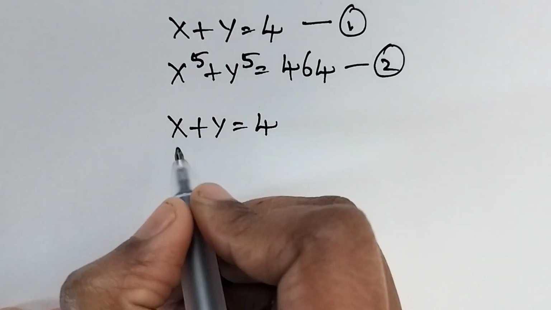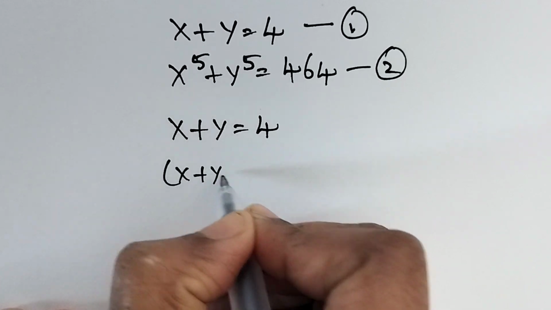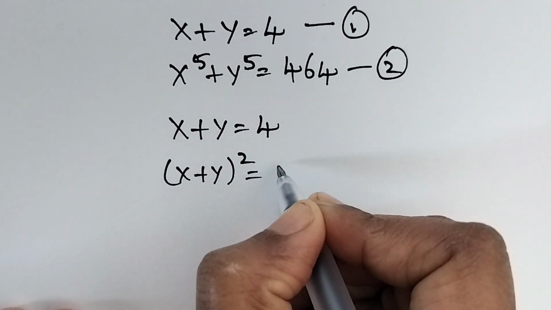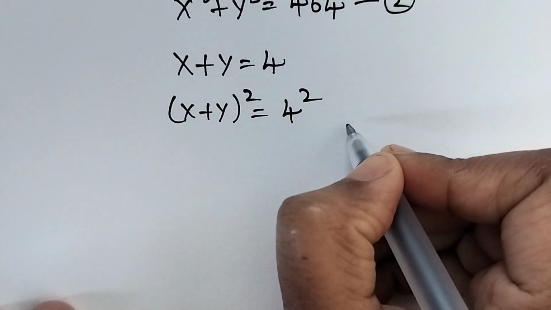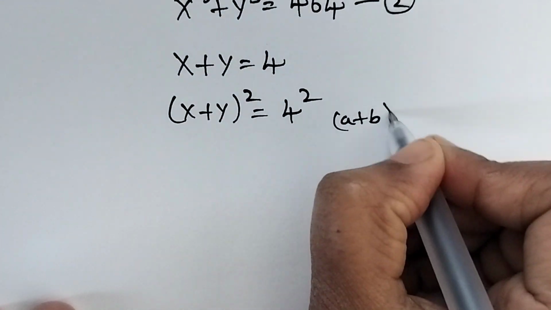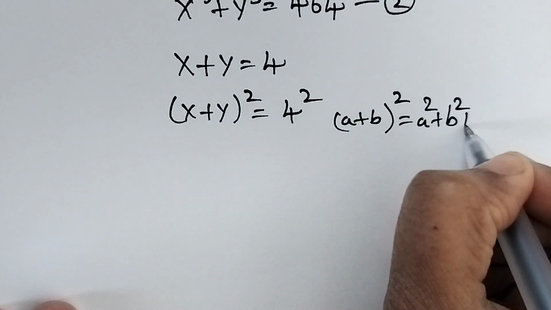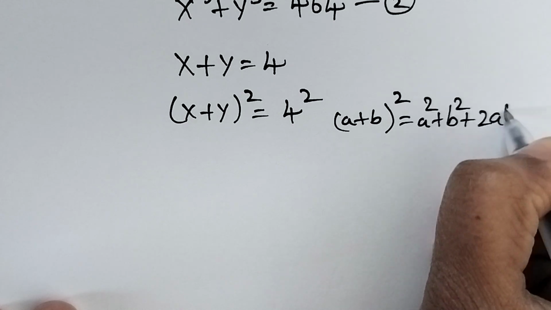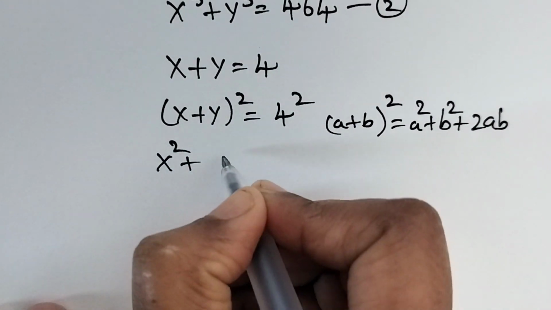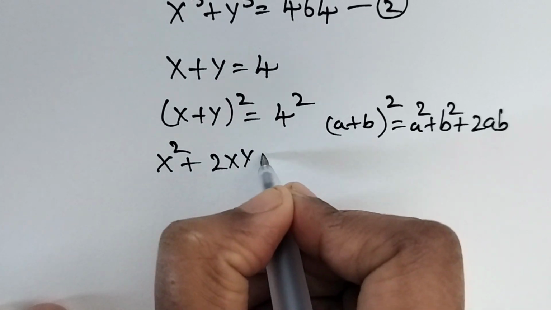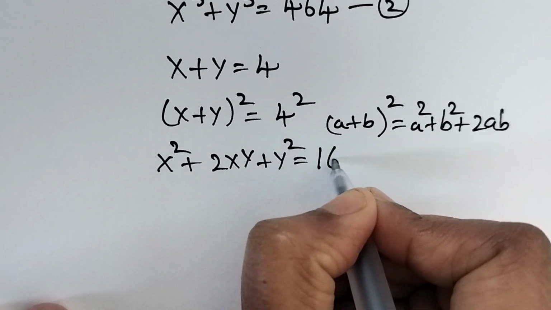So now apply squares on both sides. x plus y whole square is equal to 4 square. So here this is in the form of a plus b whole square. We know this formula, a plus b whole square, which is equal to a square plus b square plus 2ab. So use this formula. Here we can write x square plus 2xy plus y square is equal to 4 square, which is equal to 16.